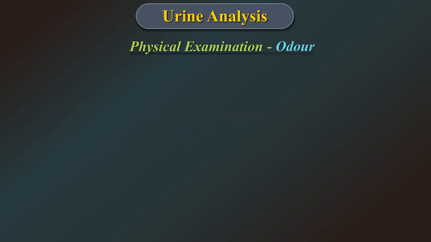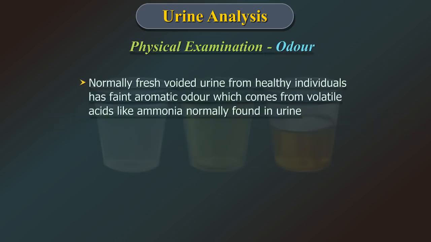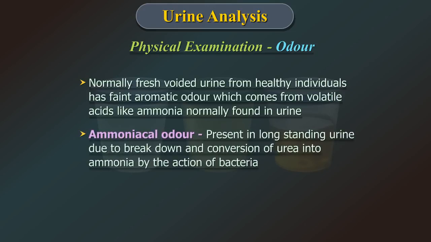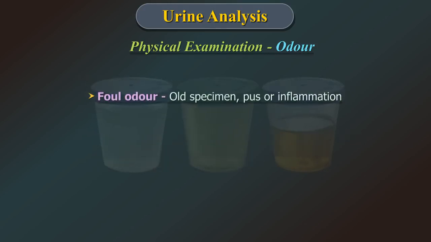Next, odor. Normally, freshly voided urine from healthy individual has a faint aromatic odor which comes from volatile acids like ammonia normally found in urine. An ammoniacal odor is present in long-standing urine due to breakdown and conversion of urea into ammonia by the action of bacteria. A foul or an offensive smell could be due to an old specimen, pus, or inflammation.